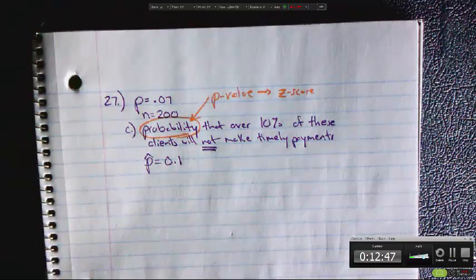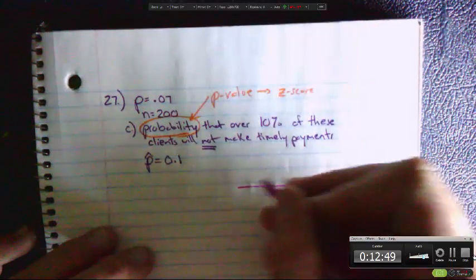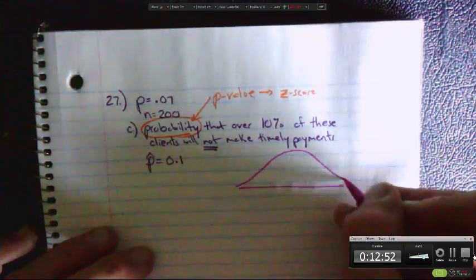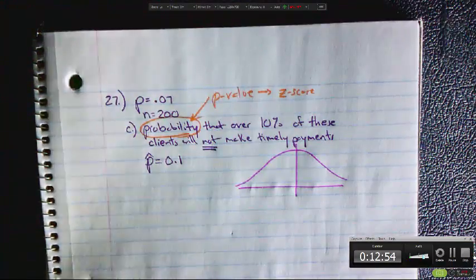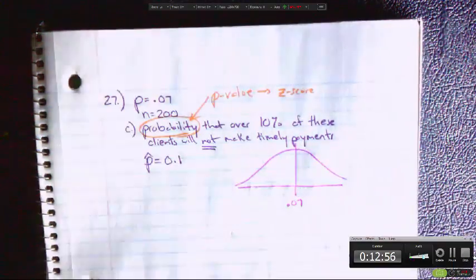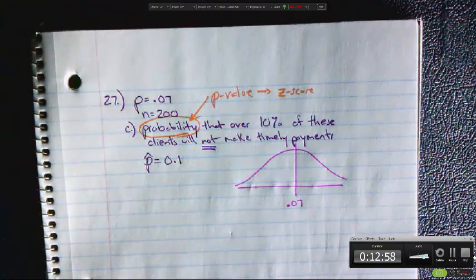If we were to draw this, it's a normal distribution. What's in the middle? P, which is what? 0.07. What should happen is directly in the middle. That's what we expect to happen. If everything goes right, we should get 0.07.